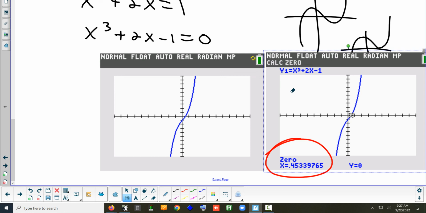Okay, questions on that? Okay, so that's using the calculator to find a 0.